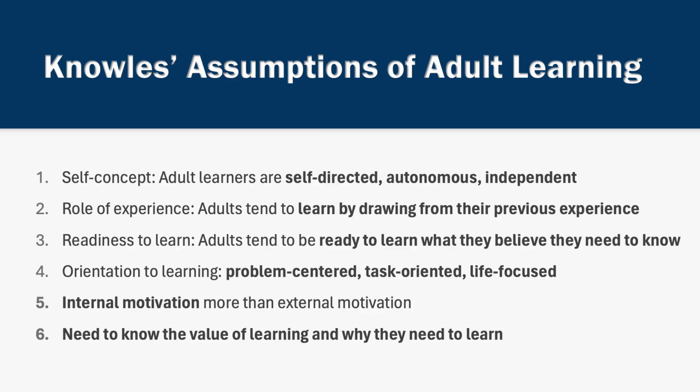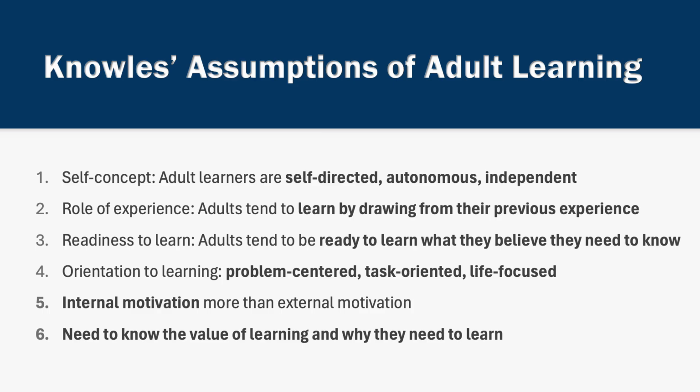The fourth assumption is that the adult learner's orientation to learning is problem-centered, task-oriented, and life-focused. Adult learners are more interested in learning things that will aid them in solving problems and performing tasks, like intubating and how to troubleshoot the anesthesia machine, rather than arbitrary facts like the name of the man who created the first LMA.